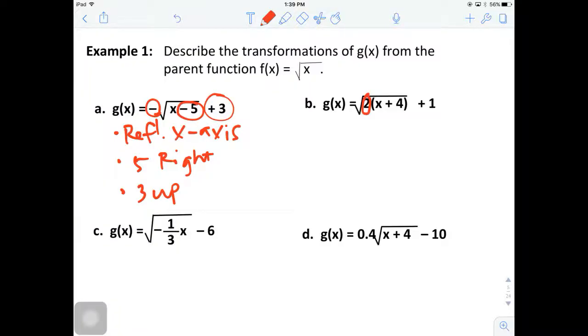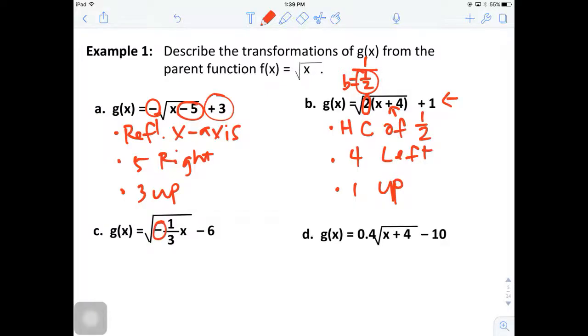There's a 2. There's no number in front, so there is no vertical stretch or compression, but there's a 2. Remember, what makes a 2 is 1 over 1/2, right? So B is actually equal to 1/2. So we actually have a horizontal stretch by a factor of 2, right? And x plus 4 means we're going to go 4 to the left. And then 1 in the back means actually 1 up. That's normal.